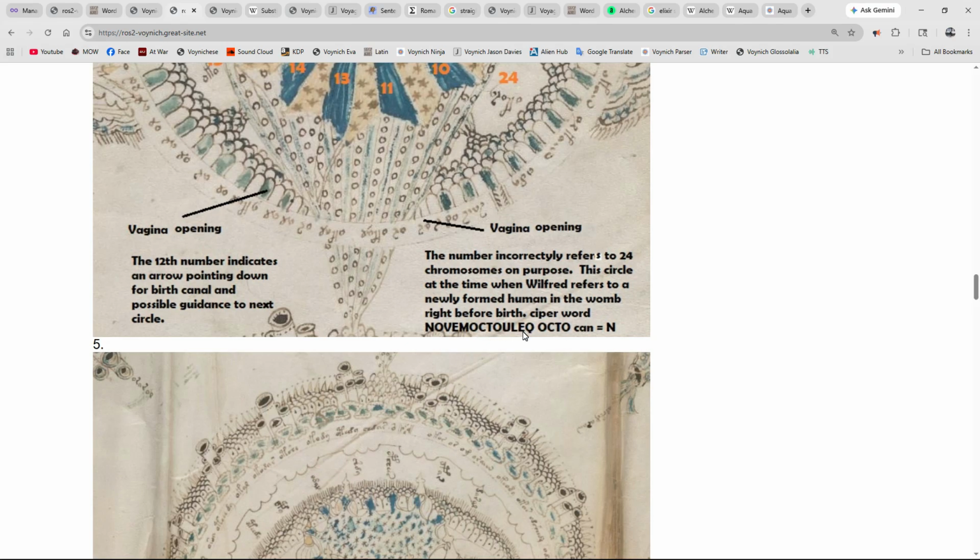octuli leak. But if you take octo and change it to n, it's newly. So this is a newly created human in the womb with all the 23 chromosomes, because that's what it is, but back then they misdiagnosed or mislabeled it as 24. So this is the vagina opening, if you can imagine, just before being born.